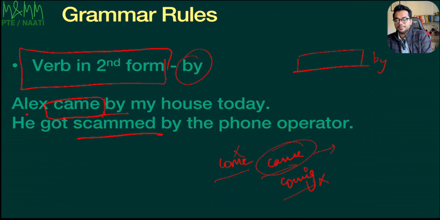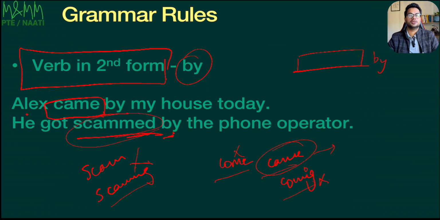He got scammed by the phone operator. It can't be scam and it can't be scamming. Both would be incorrect. It has to be in the past tense because it's coming before the word "by". So, he was scammed by the phone operator.